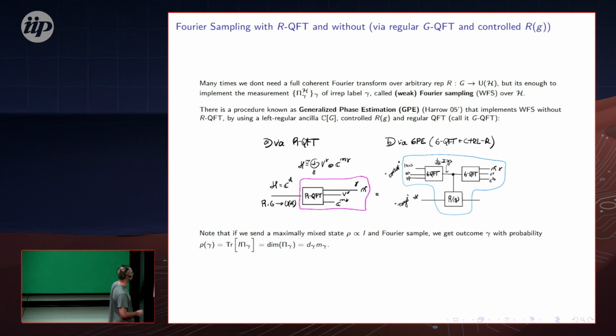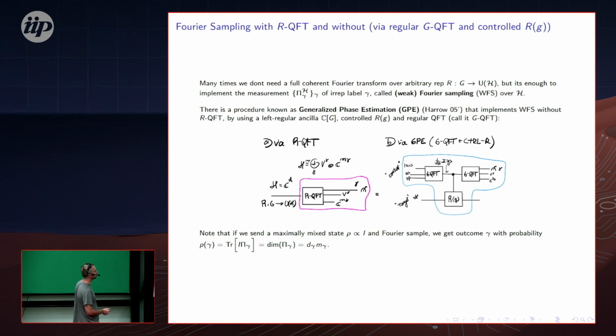So you now have a control register here, a control R operation, and a regular QFT. So let's see how he does it. You have a left regular representation on top. A left regular representation is a representation for a group on itself, basically. So the vector space it's acting on is the linear combination of group elements. You apply an inverse QFT on a trivial irrep to produce a superposition over the group elements. So this is your state.